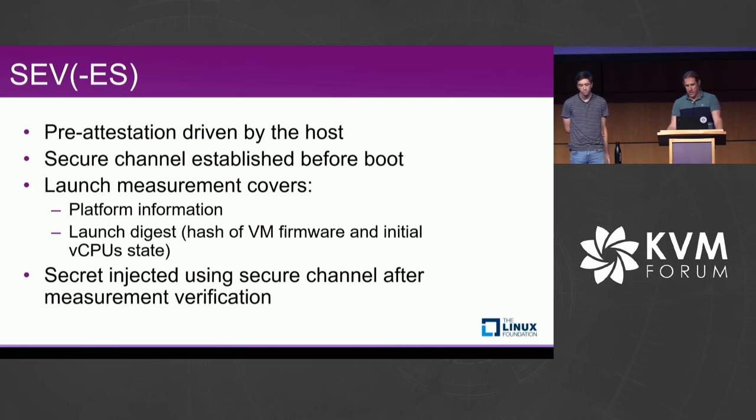And the signed launch measurement includes the platform information, like the version of the API of the firmware, and the launch digest, which is hash of the initial memory of the VM, so firmware. And if it's a SEV-ES, then we have the CPU state. And that secret channel is used to inject the secret into the memory of the guest if the measurement matches, and then the guest can start.